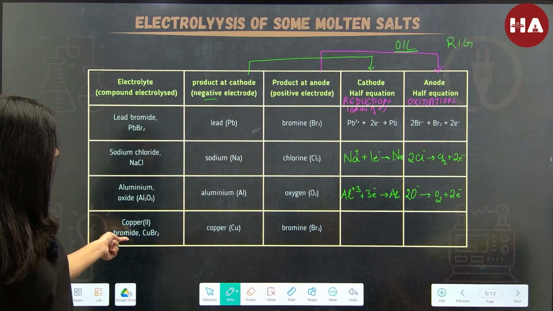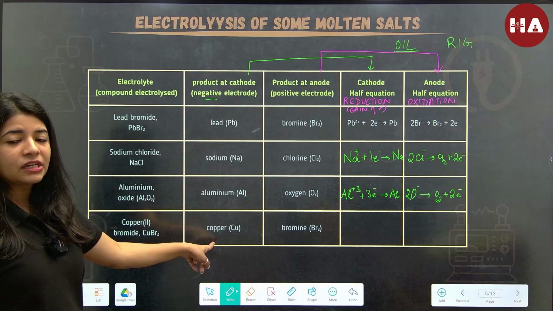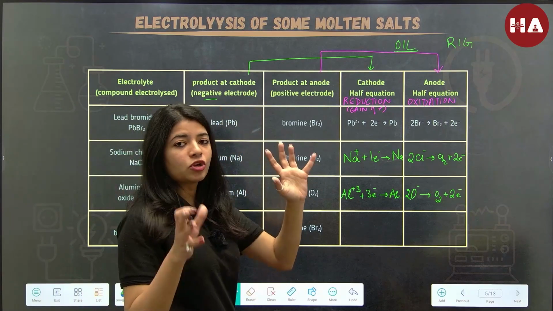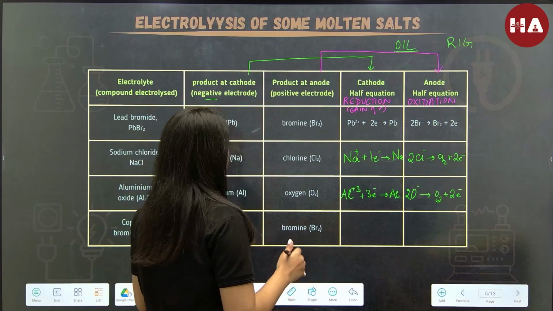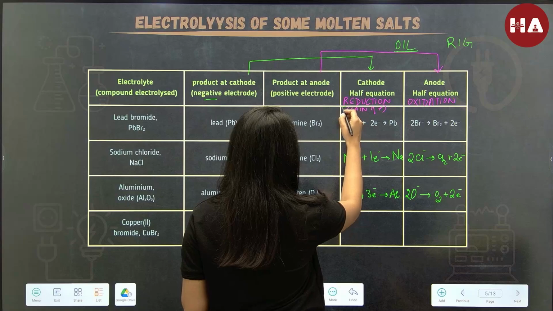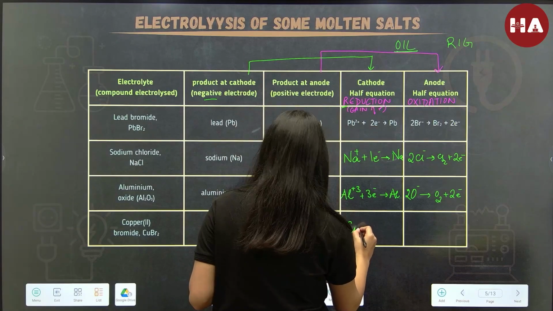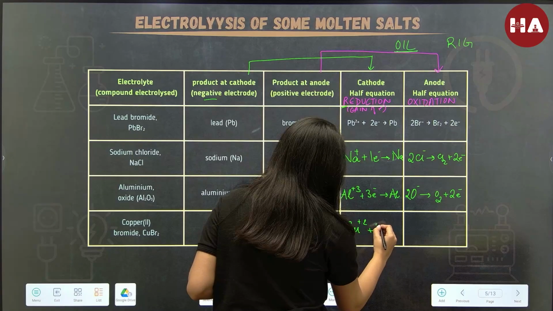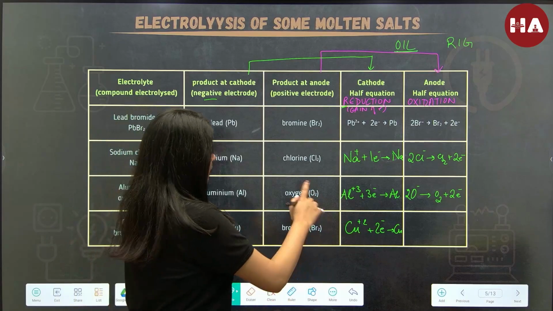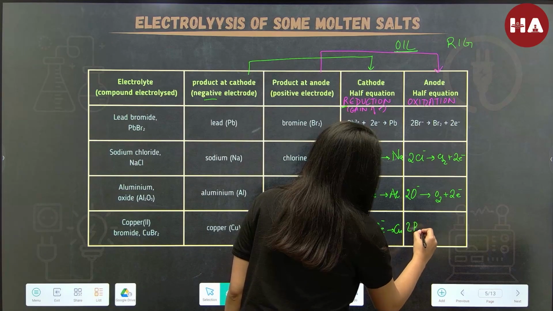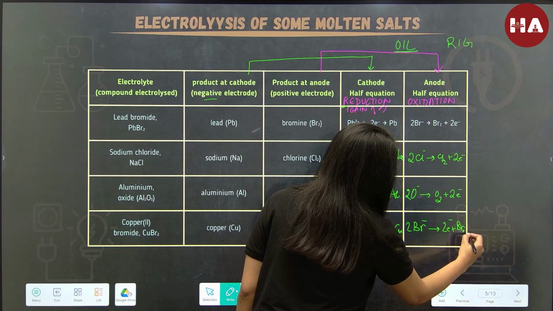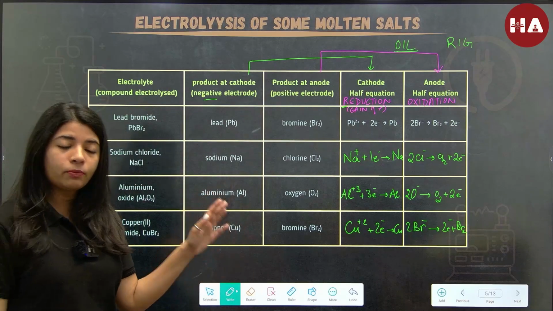Next is copper 2 bromide, CuBr2. Over here, copper is your metal, so it will be deposited at the negative electrode, which is nothing but your cathode, and bromine is a non-metal which will be deposited at the anode, which is nothing but your positive electrode. How will we write the reaction? The metal will be written at the cathode half equation, where reduction will happen with copper. So Cu2 plus plus 2 electrons gives Cu. This will be the proper reaction. Then for bromine, how will we write? 2Br minus gives 2 electrons plus Br2 gas. Over here also bromine gas will be formed. I hope this is clear.